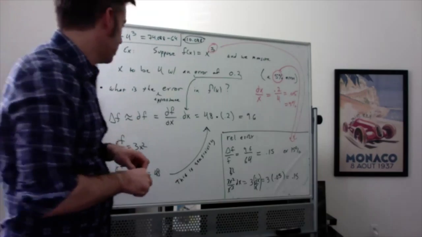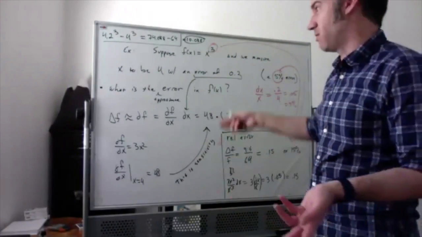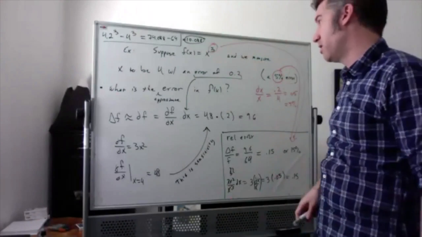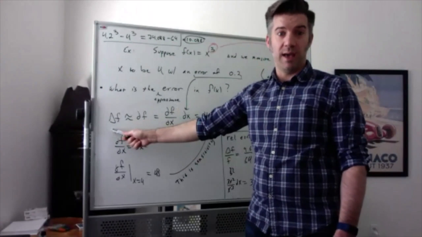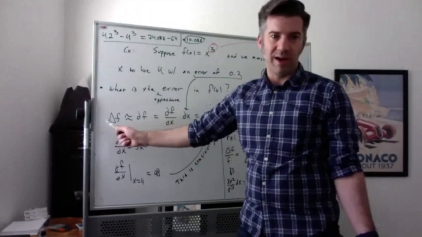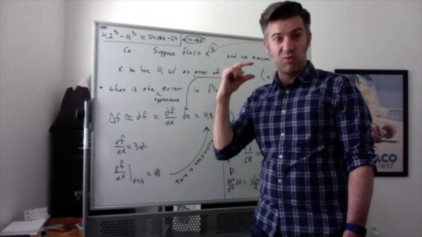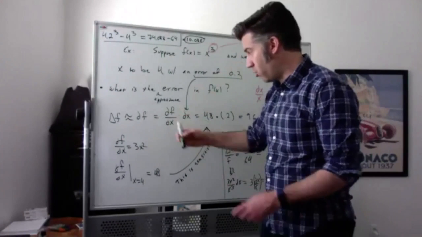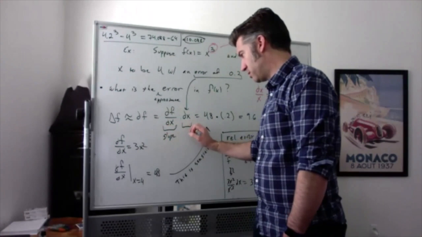Okay, so now how are we going to approximate the error? Well, we're going to approximate the error by literally doing the stuff we just did on the other side. The actual error is delta f. We approximate delta f with df, or you can call it delta y and dy. And df is just the approximate change in y. That's your rise. It's your slope times your run.